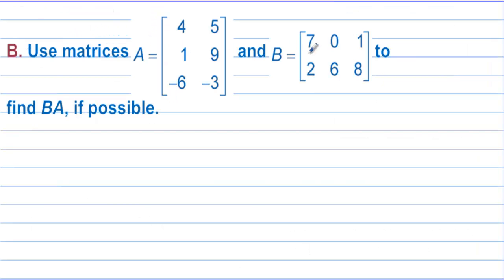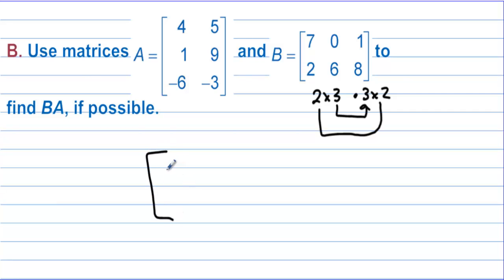Use matrices A and B to find B times A if possible. We have a 2 by 3 that will be multiplied times a 3 by 2. So it's possible to multiply the two because the inside dimensions match, and the result will be a 2 by 2. So we're going to go across on the first row and down on the first column.